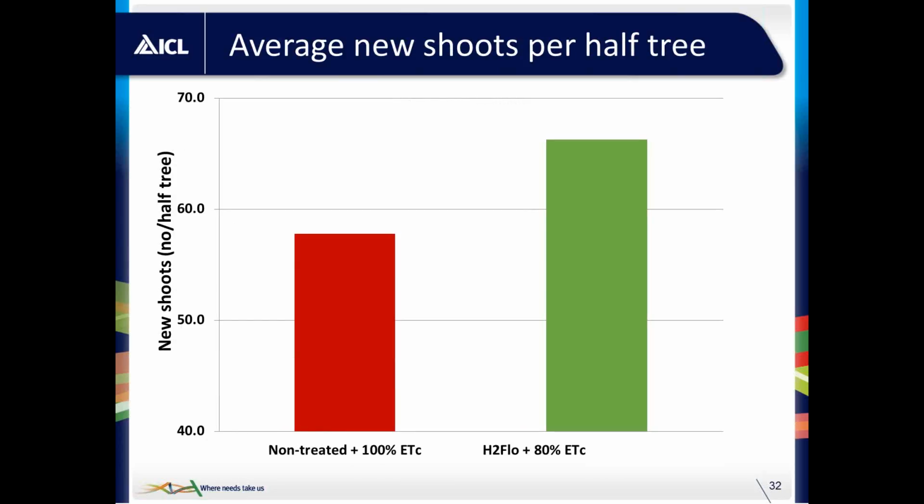And we can see that there was a significant and a clear increase in the number of new shoots per half tree. So you can see here that the non-treated was running at around 58 new shoots per half tree, whereas with the H2Flo on only 80% water, we were up to the 65. So more work is required on this one to translate these new shoots into yield data. But obviously this is a longer-term crop, and this trial will continue to run. But I think it's very interesting and very clear. This shows how H2Flo moves water laterally.